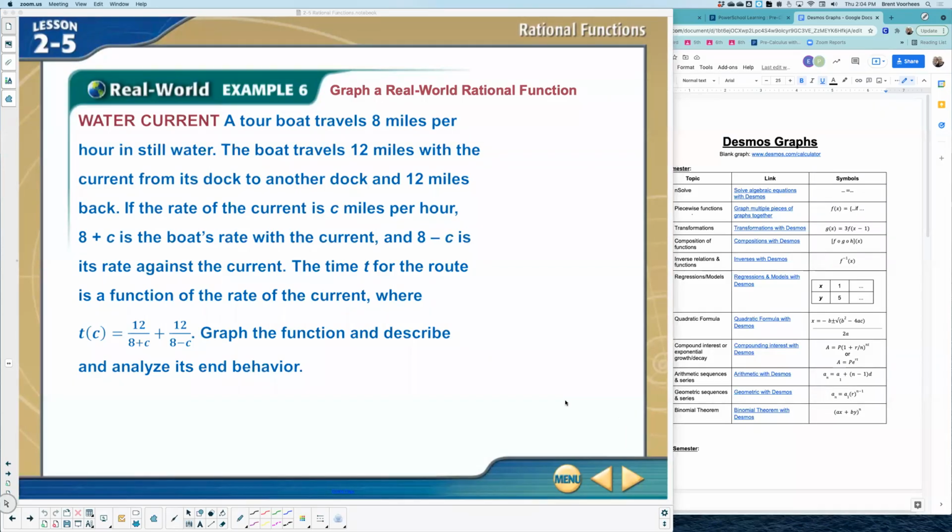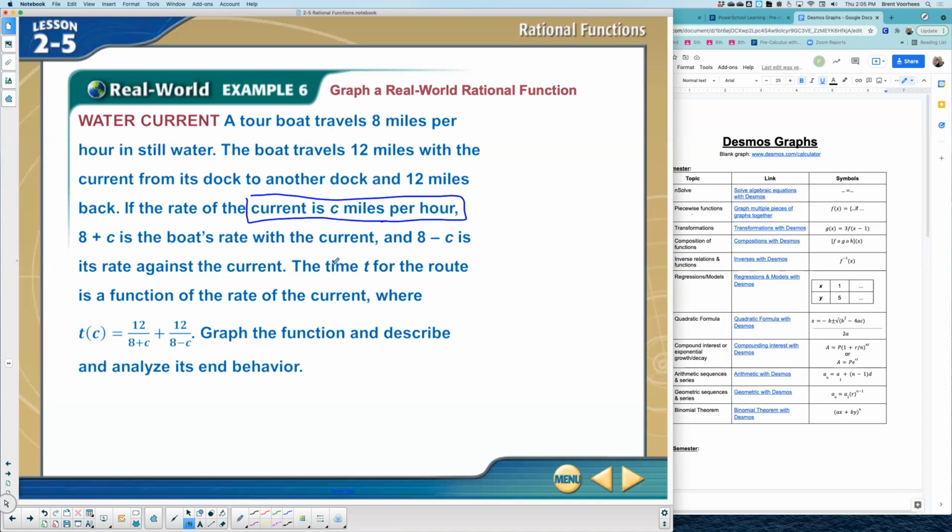All right, example 6. Let's apply this. It says here, water current. A tour boat travels 8 miles an hour in still water. The boat travels 12 miles with the current from its dock to another dock and 12 miles back. If the rate of the current is c miles per hour, I'm going to go ahead and mark that. So c is the current, and 8 plus c is the boat's rate with the current, 8 minus c is the rate against the current. If you add c, the current's with you; if you're subtracting, it's against you. So you're moving 8 miles an hour in still water, in other words.